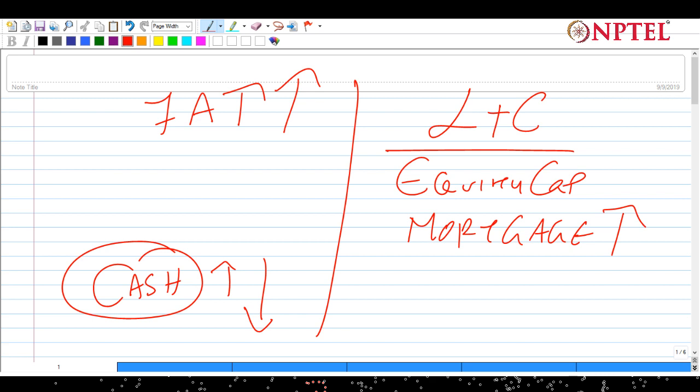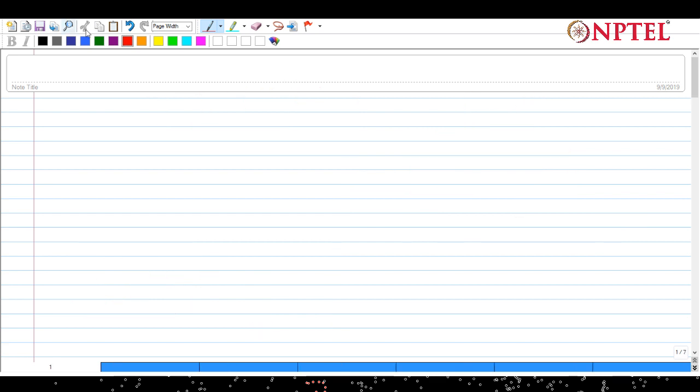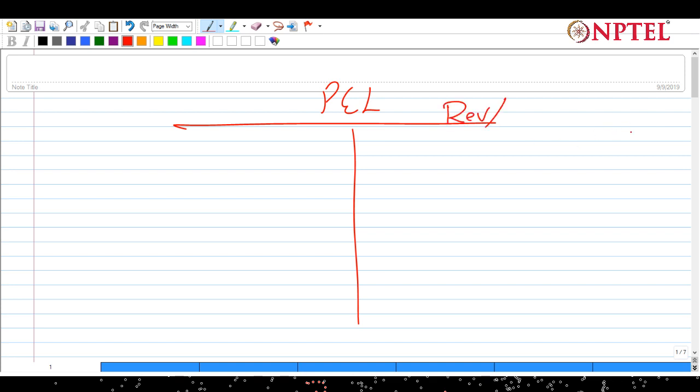Now, how does it affect when there is an expenditure? Let us say I pay salaries. Let me look at a P&L statement here. I pay salaries here. I am talking about all revenues or income here, and all expenditures in this particular case. Now, supposing I pay salaries to my employees, what happens?